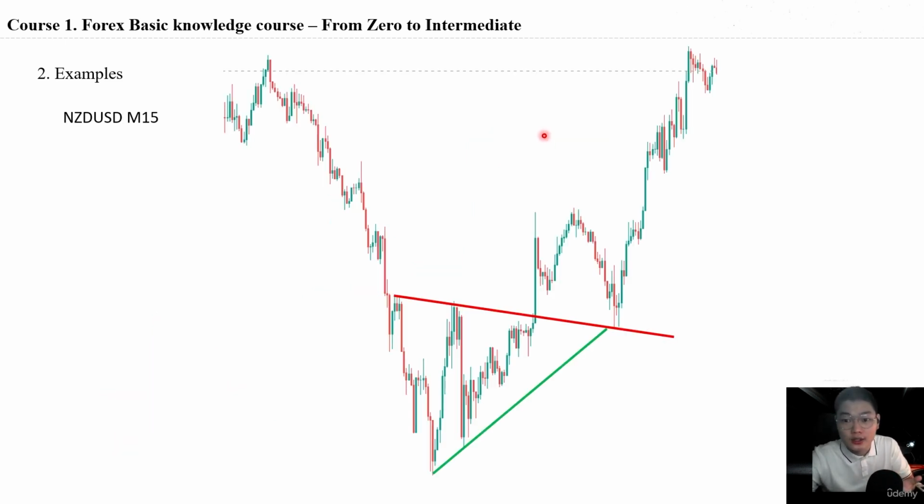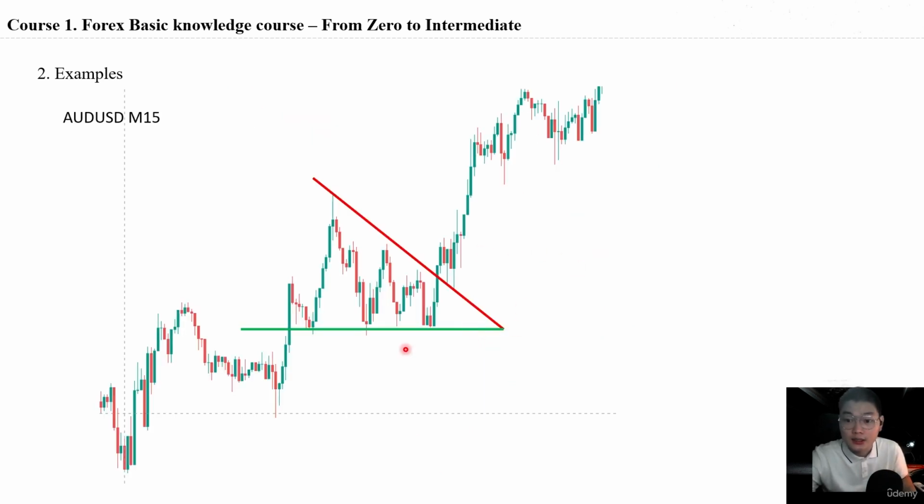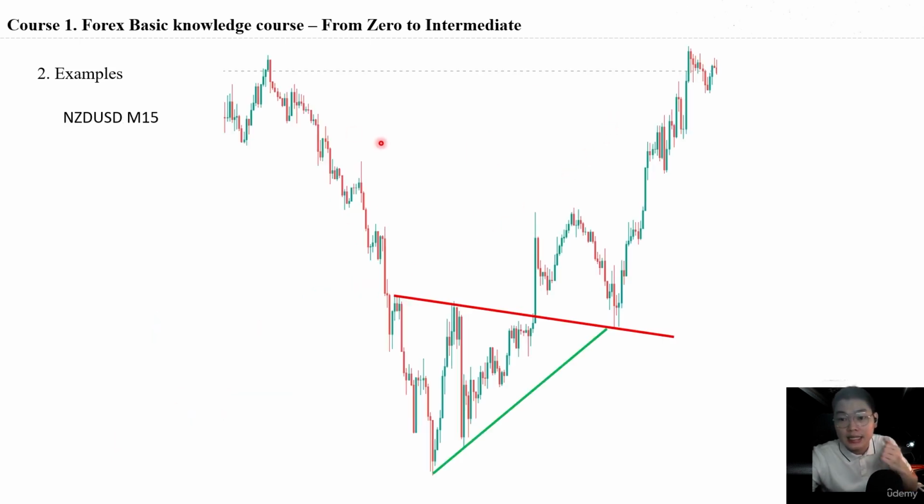And the next one is on the New Zealand dollar on the 50-minute time frame. It is also a very beautiful triangle pattern. The first one is a continuation pattern: an uptrend, the pattern appears and it is still an uptrend. And for this case it is a reversal pattern: a downtrend, the pattern appears and then an uptrend.